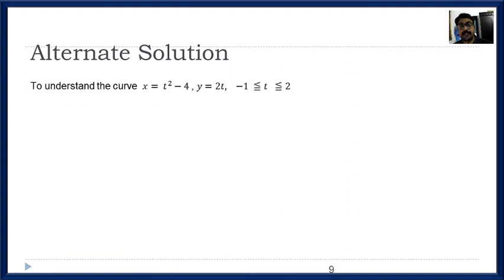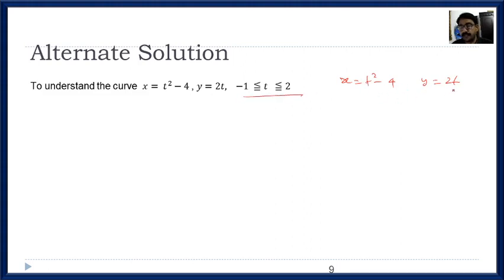Now, without sketching the curve, how do we know the shape of a curve? There is another method. We are familiar with certain curves of Cartesian equations. We know what is y is equal to x squared, we know x squared plus y squared equal to r squared, like that. So if you can identify by converting this to Cartesian form, we may be able to identify what type of curve that is. So for that, what you have to do is you just eliminate t and get the equation in terms of x and y. Here the given equations are x is equal to t squared minus 4, y is equal to 2t, where t varies in the interval minus 1 to 2.